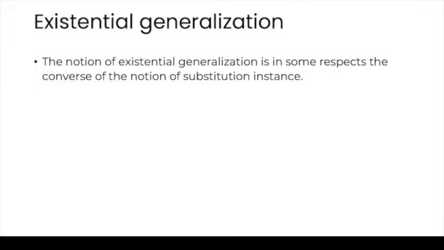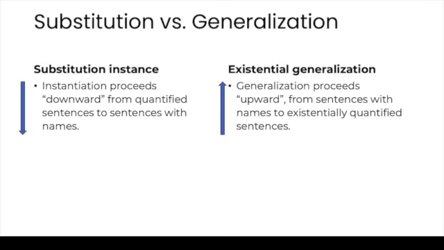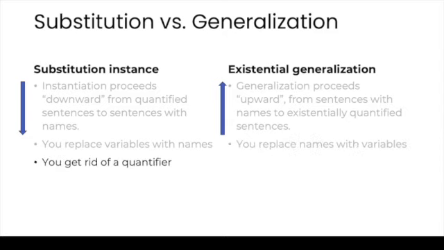Also, notice that the notion of existential generalization is in some respects the converse of the notion of substitution instance. In the first place, instantiation proceeds downward, from quantified sentences to sentences with names, whereas generalization proceeds upward, from sentences with names to existentially quantified sentences with variables. In a substitution instance, you replace variables with names, but in an existential generalization, you replace names with variables. In a substitution instance, you get rid of a quantifier, but in an existential generalization, you introduce a quantifier.